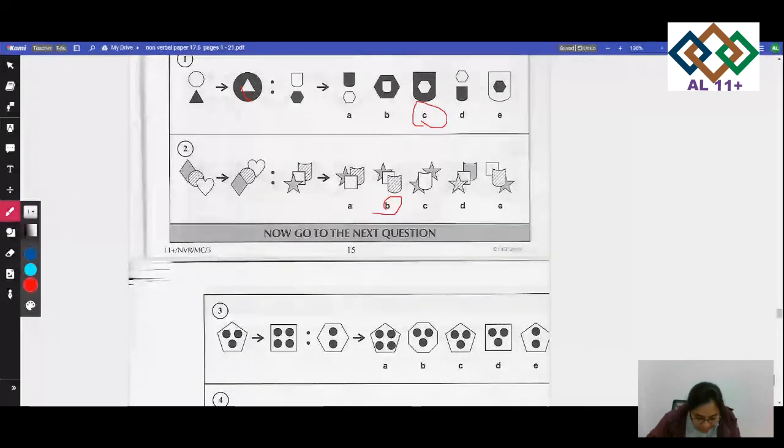The top shape moves to the bottom. So this one is moving to the bottom. If you look at this one, this was on the top. This comes to the bottom here.